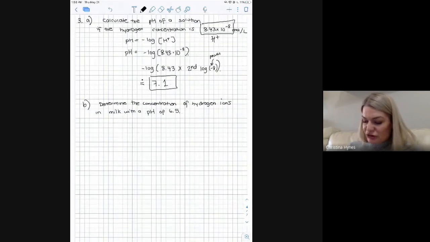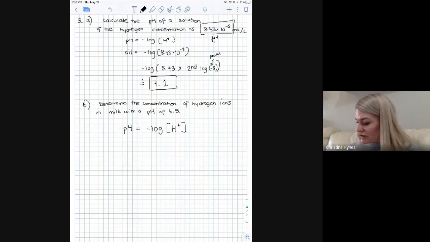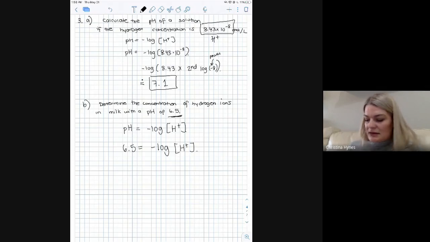The next question, you're using the same equation for question B. But for this question, your pH, they're giving it to you. So they're giving you 6.5. So that's what you're going to put on the left side of the equation. Your next step is to get this negative to the other side of the equation. By moving it over, it becomes negative 6.5. Okay, so drag that negative over, or you can divide by negative 1. It gives you the same kind of answer.